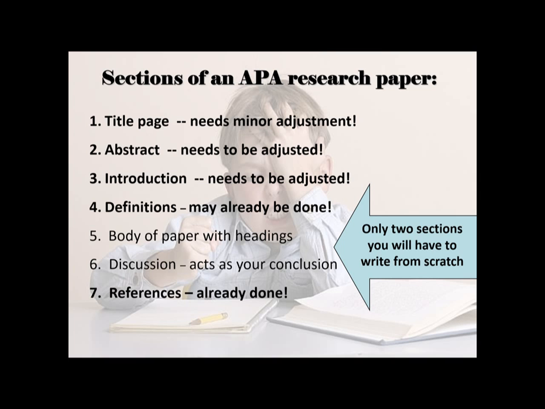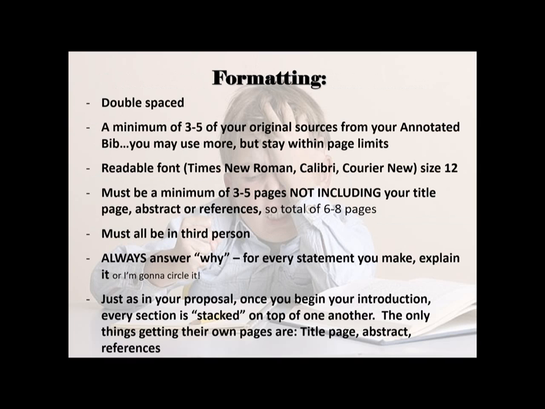So let me take you through each of these. For this paper, you're going to end up having to use a minimum of 3 of your original sources from your annotated bib. If you're still using 8, if you're still using 5, fine, but I just need a minimum of 3 sources. Also, this is going to be a minimum of 3 to 5 pages. That does not include your title page, your abstract, or your references. So basically, starting from your introduction to your discussion, I'm only asking for 3 to 5 pages.